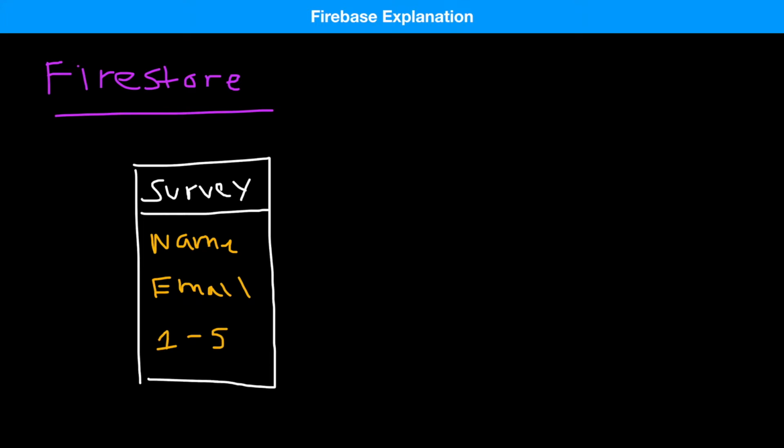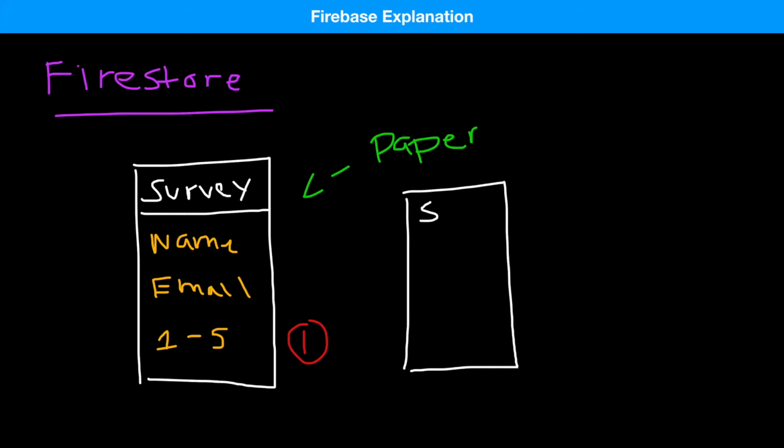Now this is on paper. So you're giving the survey to people on paper. Let's just say that this is copy number 1 of your survey. Now let's just say you distribute another survey, exact same, so I'll just write S for short and E 1 through 5. Let me write in a different color quickly. So this is your survey: name, email, 1 through 5. This is survey number 2.